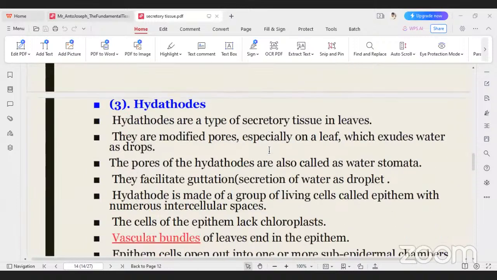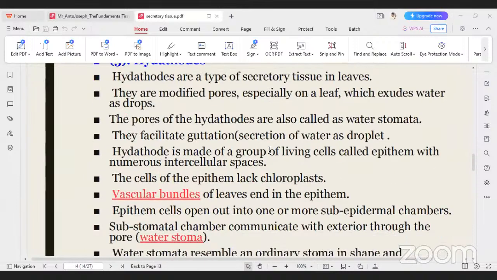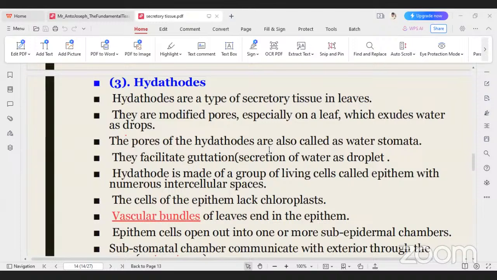Another important external one is hydathodes. This is very, very important. External secretory tissues: the first one is glandular, which is not an important one, but remember glandular. The second one is nectar. The third, very, very important, is hydathodes. It is important for short answer. Hydathodes.